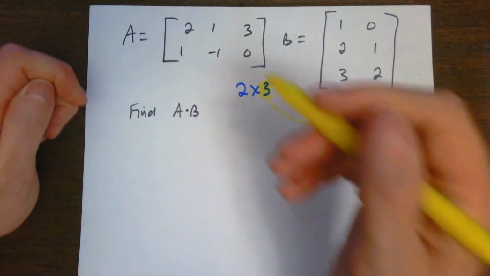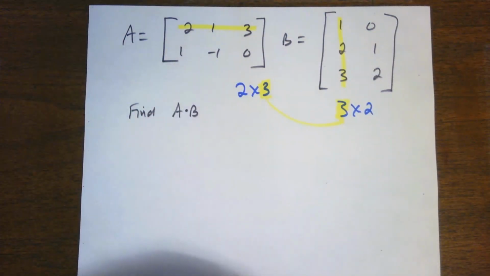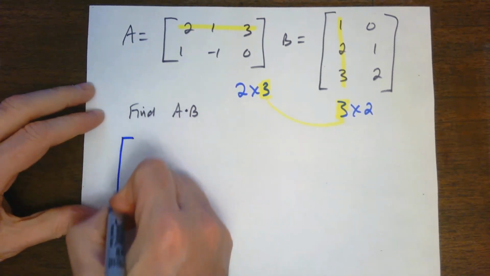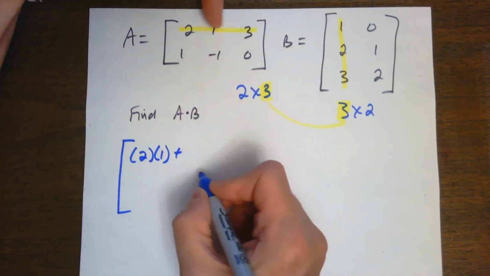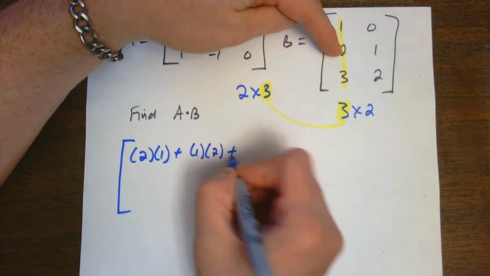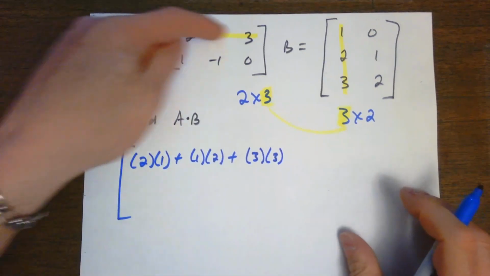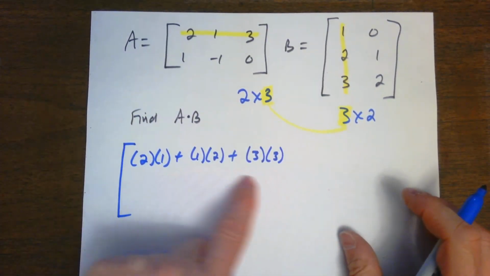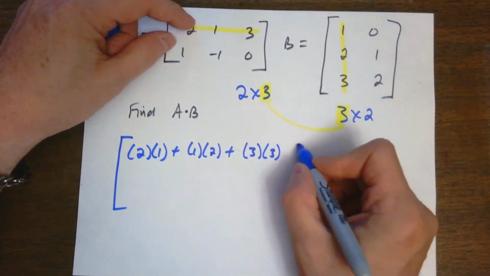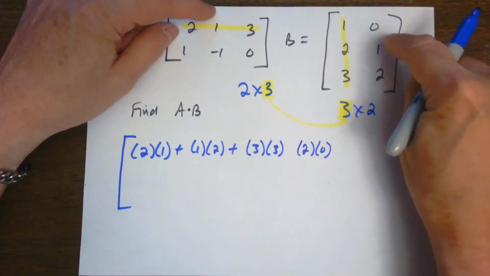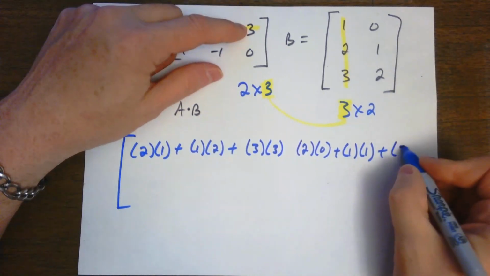So again, as I multiply them, first row times first column is going to give me the first row, first column entry in my product matrix. So 2 times 1 plus 1 times 2 plus 3 times 3. First row times first column gives me first row, first column entry. Remember what I said, think row times column. First row times second column, 2 times 0 plus 1 times 1 plus 3 times 2.